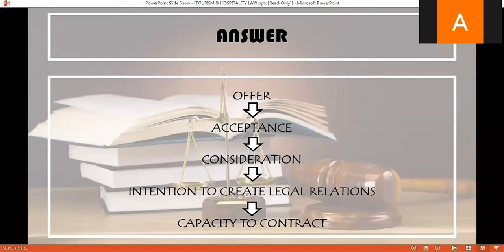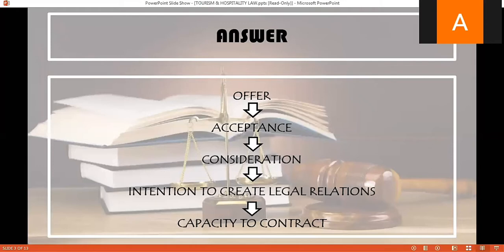The second element of the contract is acceptance. Acceptance is when the offeree is said to have made acceptance of an offer by words or conduct that he agrees to the terms of an offer. Acceptance must be absolute and unqualified. It must match the terms of the offer. There is no acceptance if an offeree introduces his own terms or qualifies his acceptance with a modifier. Such a response modifies the offer and is a counter offer.